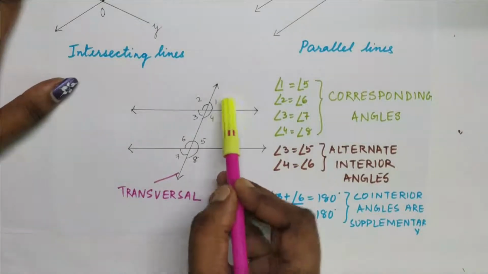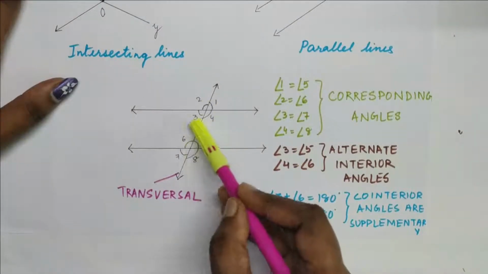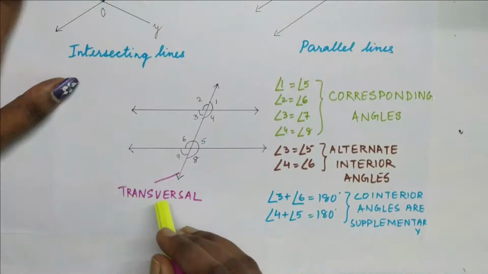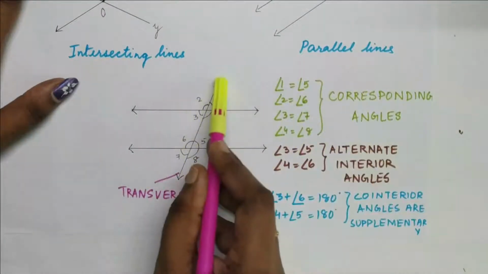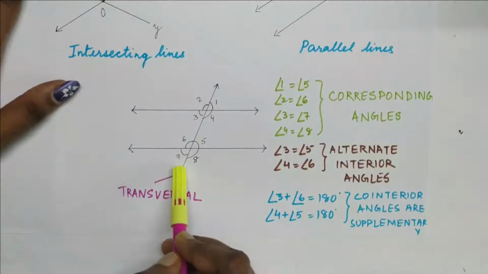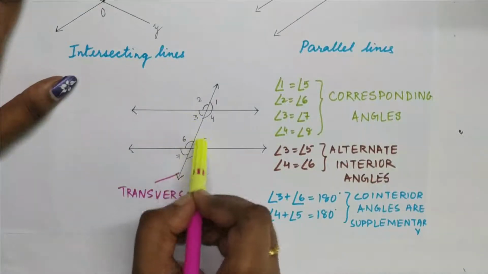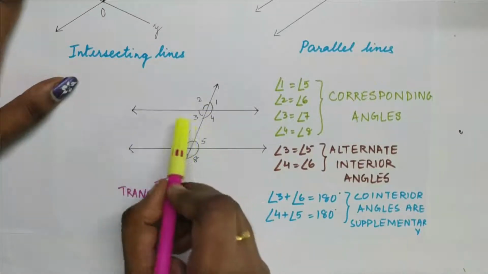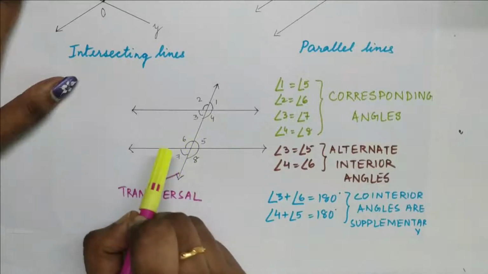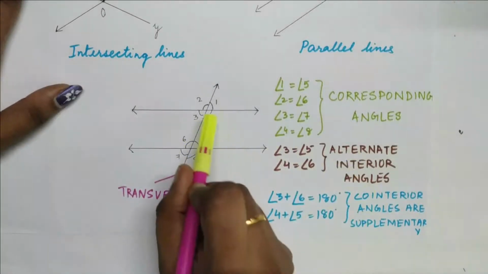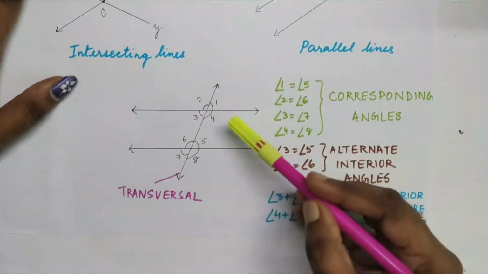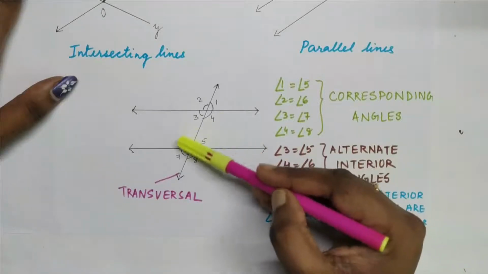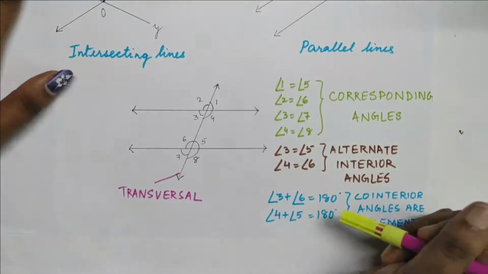So remember, angles 1 and 5, 2 and 6, 3 and 7, 4 and 8, lying on the same side of the parallel lines, are the corresponding angles. For the transversal passing through the parallel lines, the opposite angles are the alternate interior angles, because they are lying in the interior of the two parallel lines: 3 and 5, 4 and 6. And the co-interior angles, that is angles like 3 and 6 and 4 and 5, add up to a total of 180. So we can say that they are supplementary.